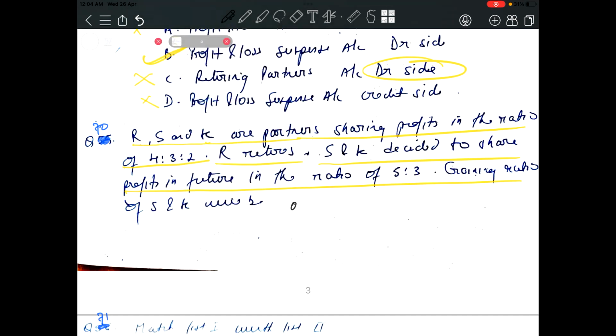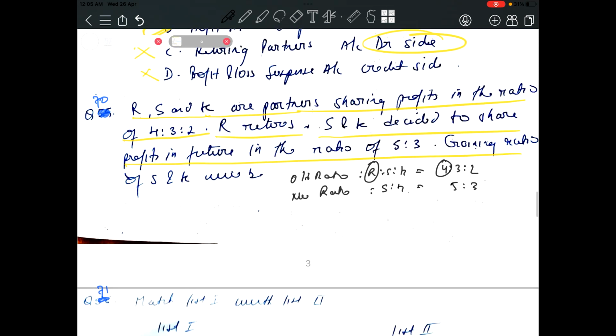So what is the old ratio? Old ratio between R, S and K is 4:3:2. Who is retiring? R is retiring. So what is the new ratio? New ratio between S and K is 5:3. We have to calculate gaining ratio. So what is the formula for gaining ratio? Gaining ratio is equal to new ratio minus old ratio.